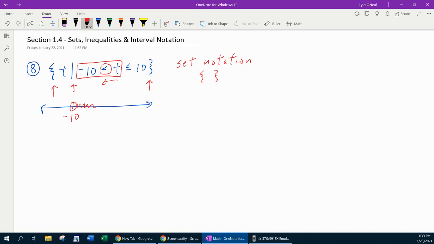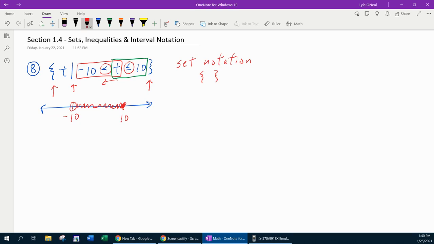And then if we look at this other piece here, this says t is less than or equal to 10. And so over here, we're going to put positive 10. This time we have less than or equal to, which would indicate a solid dot. And if t is less than or equal to 10, then that would shade to the left. Less than or equal to is to the left. And so this is the graphical representation of the set notation.